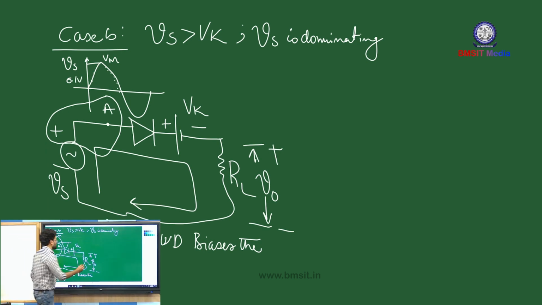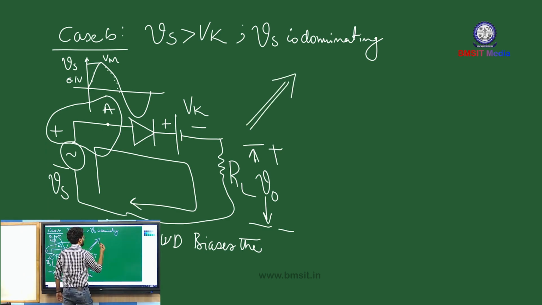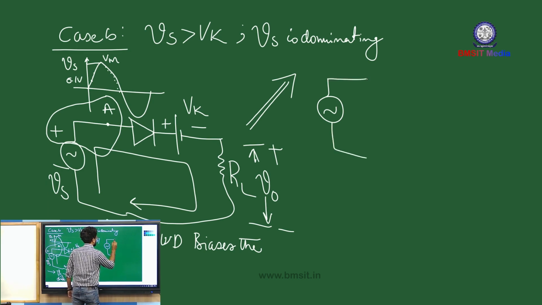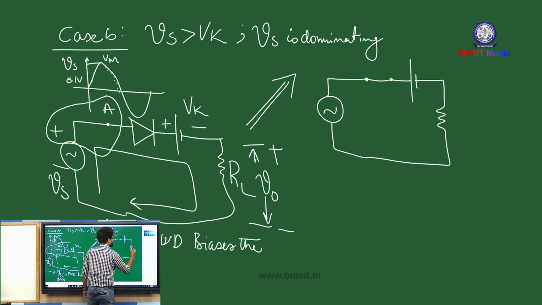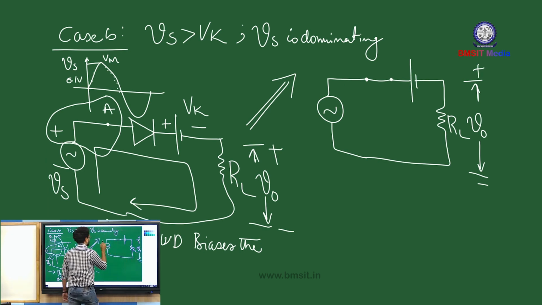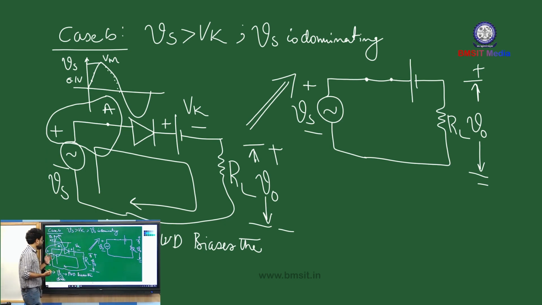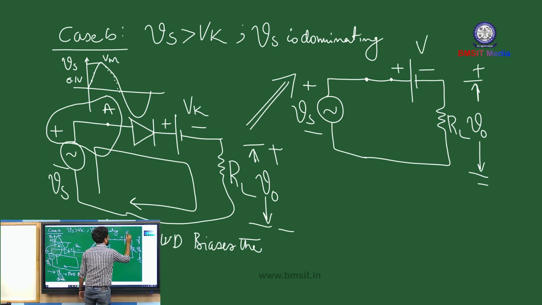diode. Okay. So in this case, the equivalent circuit looks something like this. This is your Vs. The diode is forward biased, hence it can be replaced with a short circuit equivalent. Then comes Vk, and then comes the load resistor RL. Across the load resistor, you're going to observe the output voltage, minus plus. Vs is going to forward bias the diode, and you can clearly observe that the circuit is closed now.